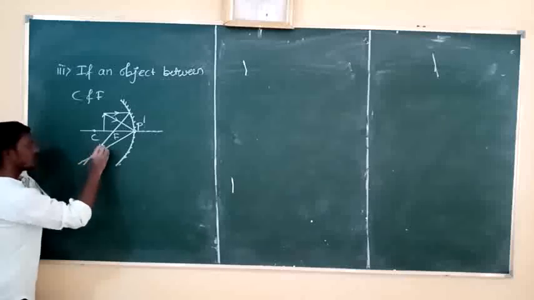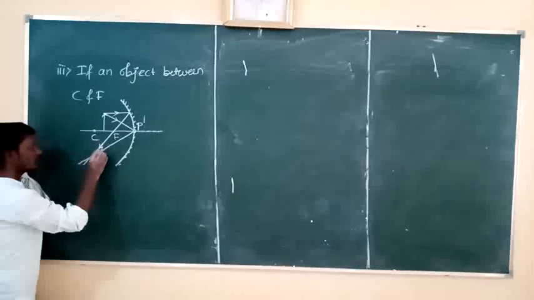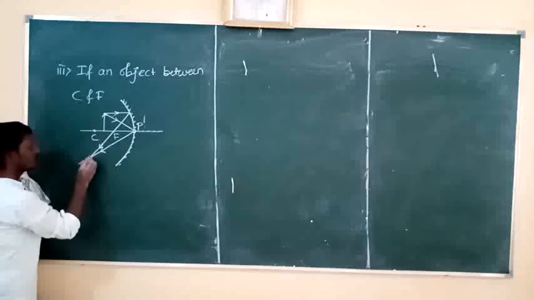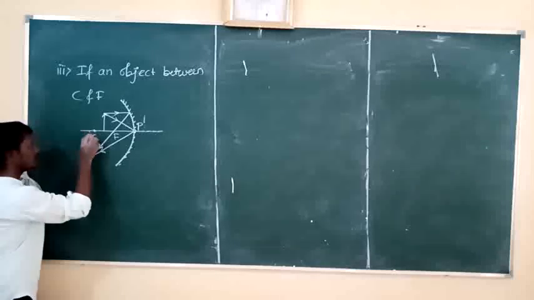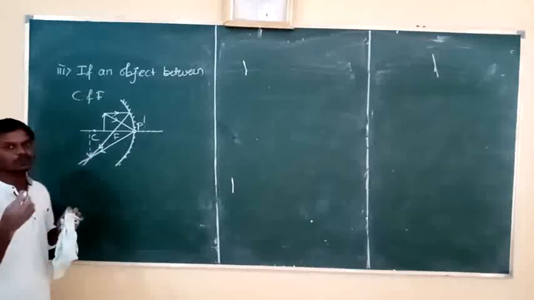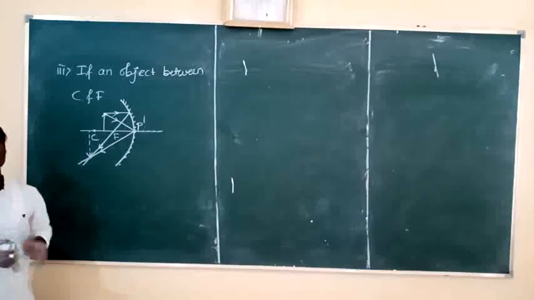This is the reflected ray for the incident ray parallel to the principal axis, and this is the reflected ray for the incident ray at the pole. Where do the reflected rays meet here? That is beyond C. Where the reflected rays meet, at that position the image is formed. A clear, sharp image is formed.